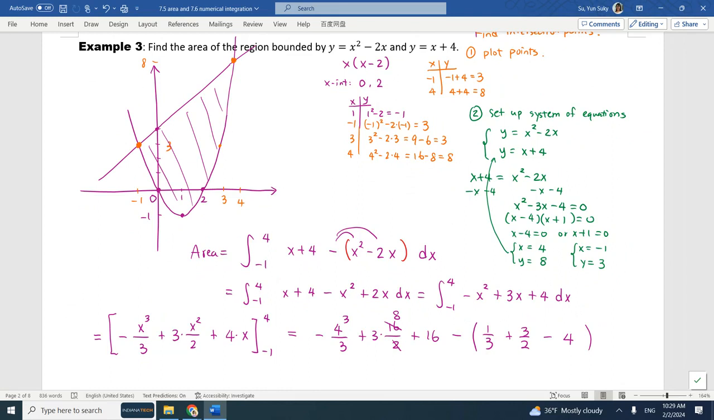So what do you get? 125 over 6. Yes, so the answer is 125 over 6. Okay, everybody? So in the exams, you can give me fractions, you can give me decimals. Usually if you put a decimal, put 4 decimal places. Okay? So this is example 3.